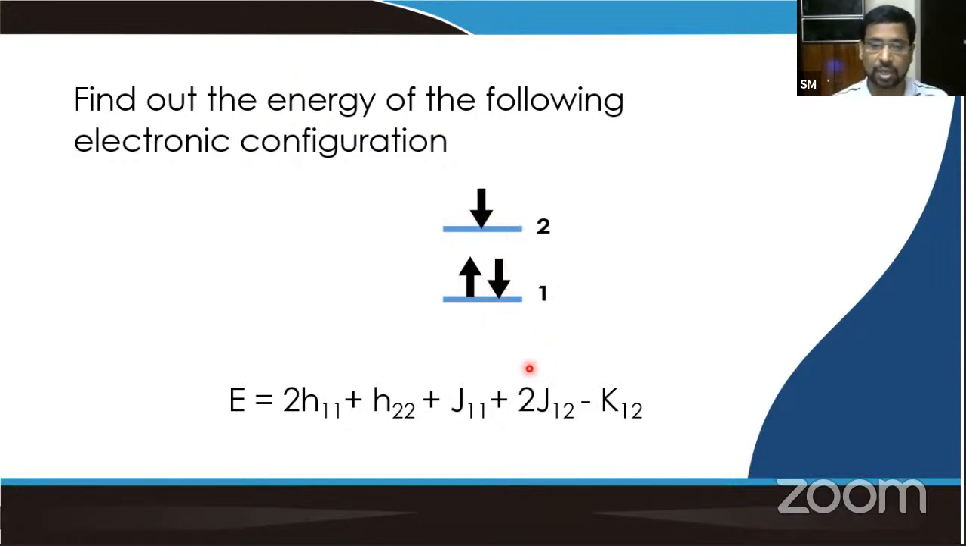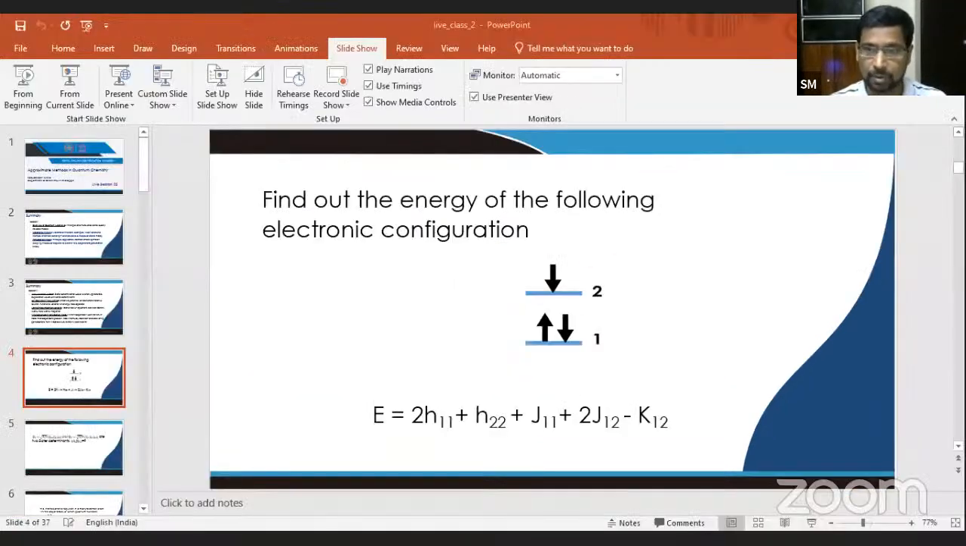So 2 such Coulomb interactions you can imagine, and then finally we have the exchange integral between 1 and 2, because you see that this electron in orbital 1 and this electron in orbital 2 have the same spin, so they contribute to the exchange interaction. All right. Fine.